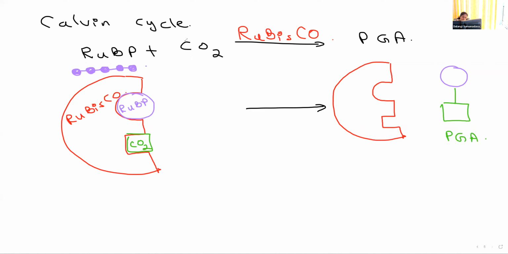Carbon dioxide brings an additional carbon to the cycle. And we're going to just combine these two and introduce it into the cycle. Right, so this is what happens in the Calvin cycle in the presence of the Rubisco enzyme.